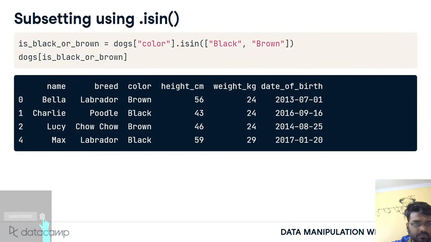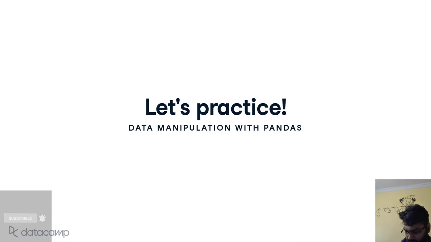If you want to filter on multiple values of a categorical variable, the easiest way is to use the isin method. This takes in a list of values to filter for. Here, we check if the color of a dog is black or brown, and use this condition to subset the data. Now it's time to practice your sorting and subsetting.